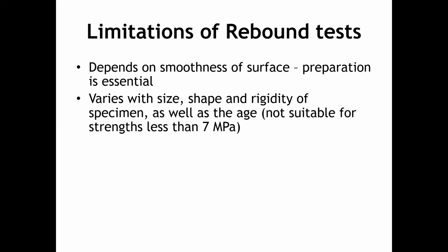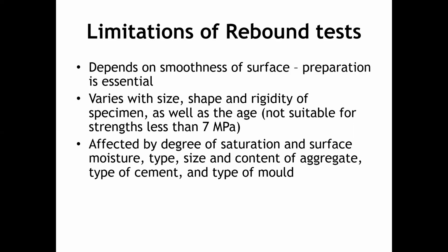So it is going to be very low, and where the stiffness or the strength will be very low in such a way that you will not get any rebound number, as the energy gets dissipated at the interface of the plunger and the concrete. It is also affected by degree of saturation and surface moisture. If it is highly saturated concrete and the surface moisture is very high, obviously you will get a lower number. And type, size and content of aggregate.